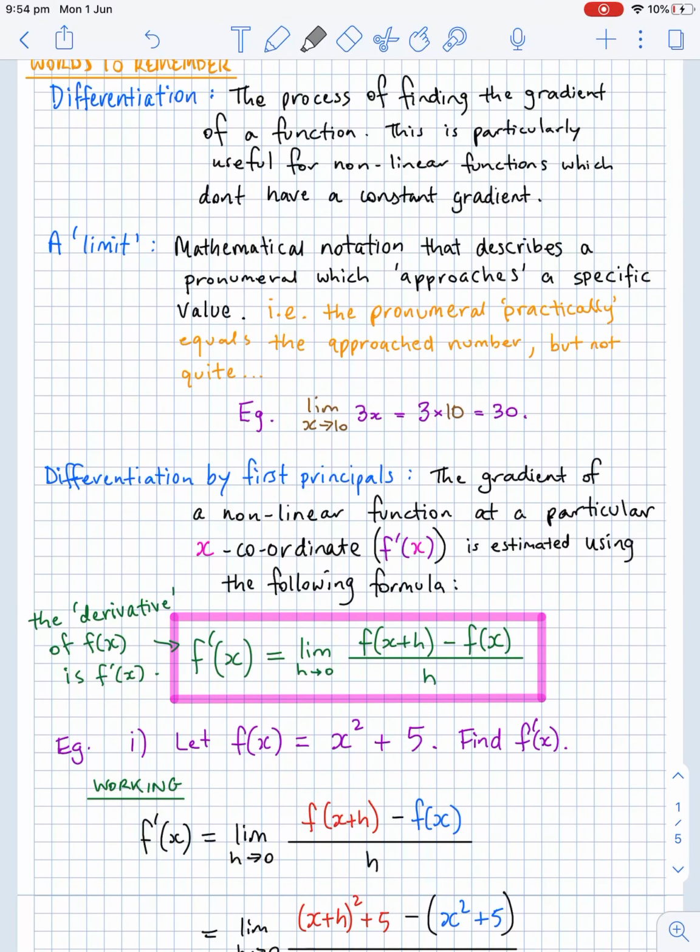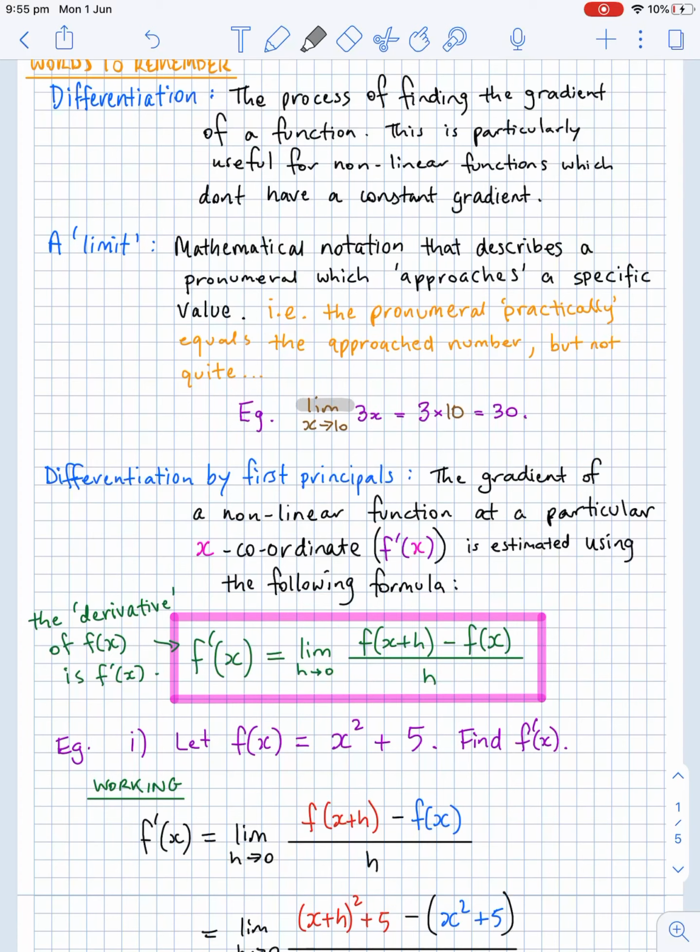Next up, a limit. A limit is mathematical notation that describes a pronumeral which approaches a specific value. So it's not equal to a value, it approaches a value, i.e. the pronumeral practically equals the approach number, but not quite. So e.g., have a look at this sort of notation here.